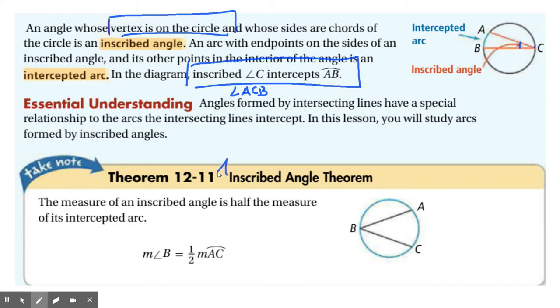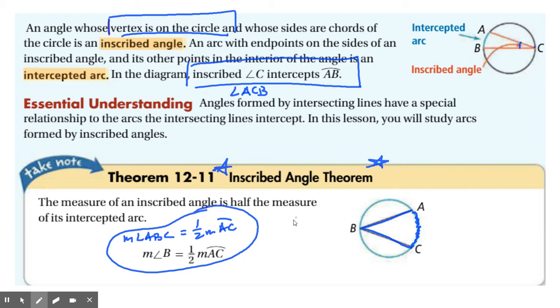So this inscribed angle theorem is a huge idea. It says the measure of an inscribed angle is half the measure of the arc. So in this picture, angle ABC is the inscribed angle. Again, you could call this angle ABC. B is the vertex, or just angle B. It's going to be half of its intercepted arc, and the arc it intercepts is, of course, arc AC. Right? So that is a huge idea, this 1/2 idea.